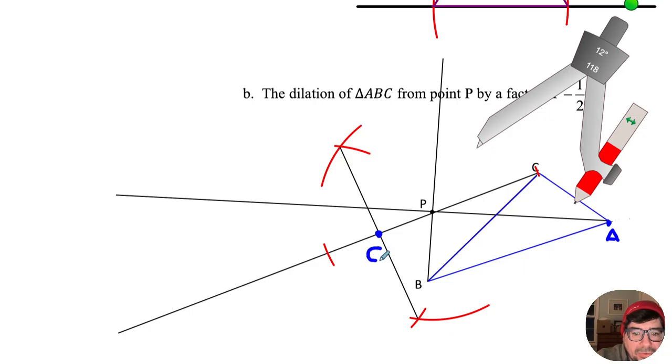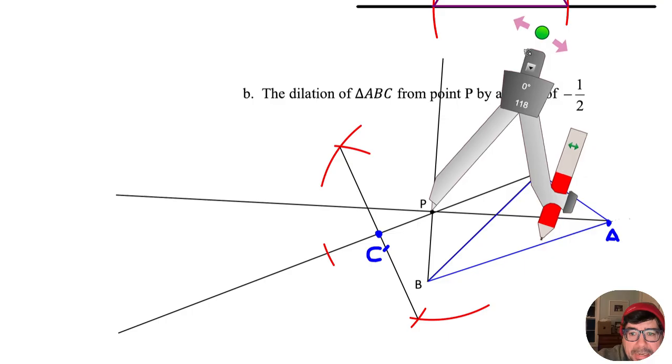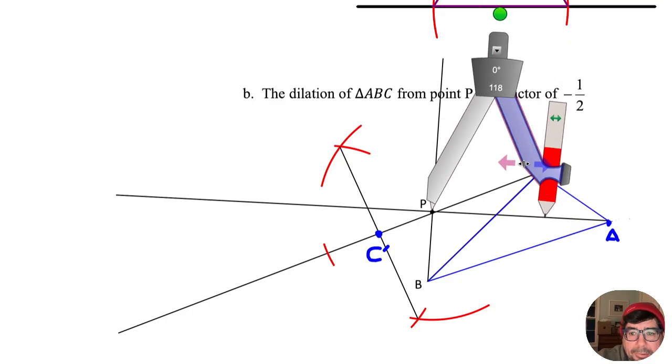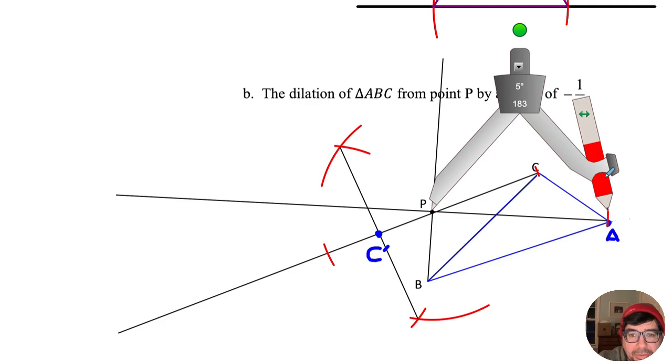I'm going to write it with my trackpad, sorry. Boom, that's C prime. Now B prime and A prime, we follow kind of the same algorithm here. So let's do that real quick. We're going to measure from P to A. Boom. Now when I say measure, line it up and then draw it to make sure it's looking good.